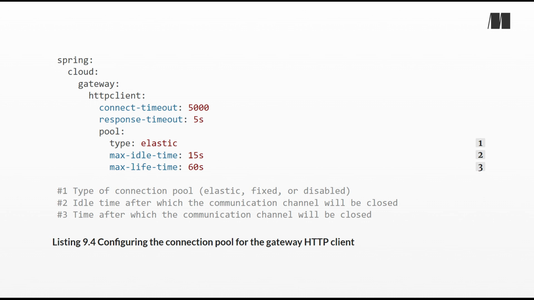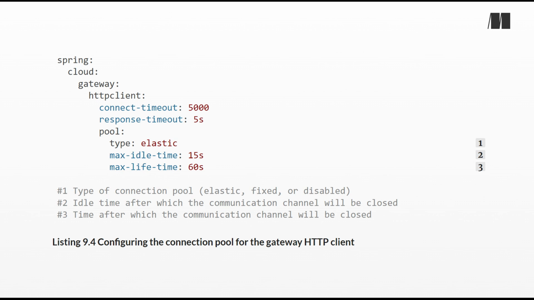By default, the Netty HTTP client used by Spring Cloud Gateway is configured with an elastic connection pool to increase the number of concurrent connections dynamically as the workload increases. Depending on the number of requests your system receives simultaneously, you might want to switch to a fixed connection pool so you have more control over the number of connections.